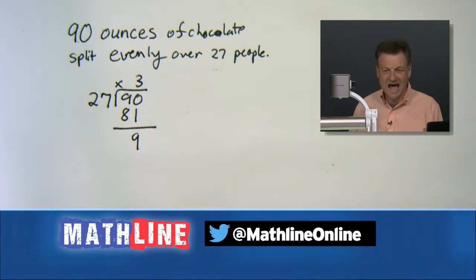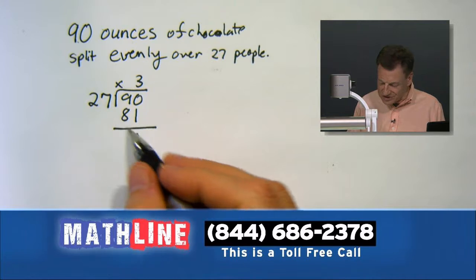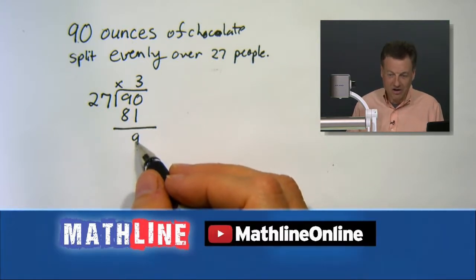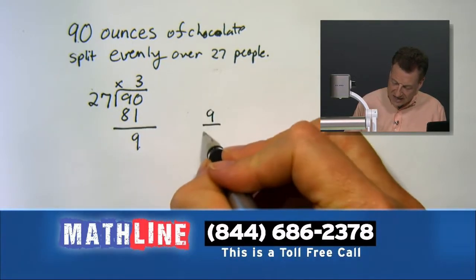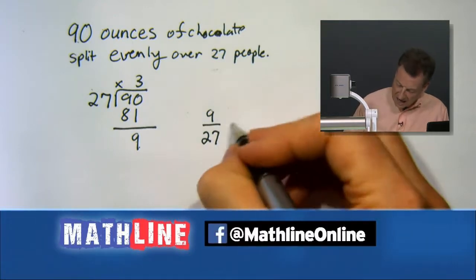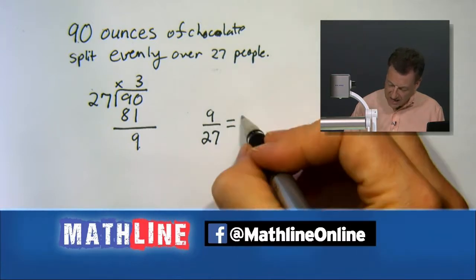But we are going to get 9. And this is where I like to use the fraction approach, all right? We've got a remainder of 9, which just basically says we've got 9 ounces left to split up over 27. So we're going to do a division on that. We're going to say 9 divided by 27. This is the leftovers. And each person is going to get 1/3 of an ounce.